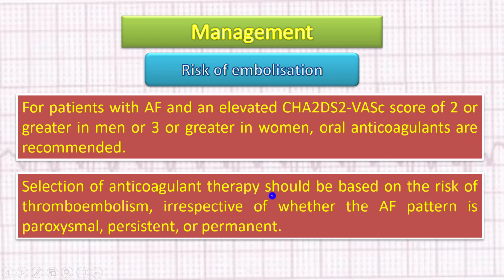Selection of the anticoagulation therapy should be based on the risk of thromboembolism, irrespective of whether the AF pattern is paroxysmal, persistent, or permanent. So if it is paroxysmal and I reverted it back to sinus rhythm, and the patient has a CHA2DS2-VASc score of 2 or greater in men or 3 or greater in women, I will recommend oral anticoagulation for life and not for 3 to 4 weeks. As we said, that is different if the patient has a score of less than 2 in men or less than 3 in women.